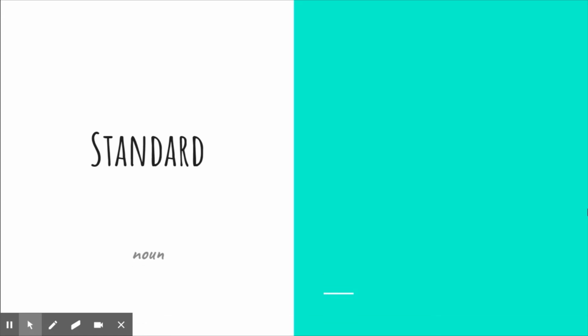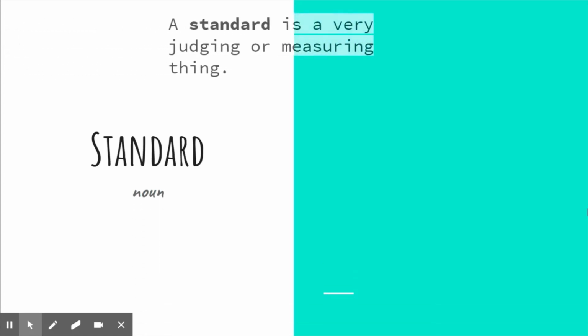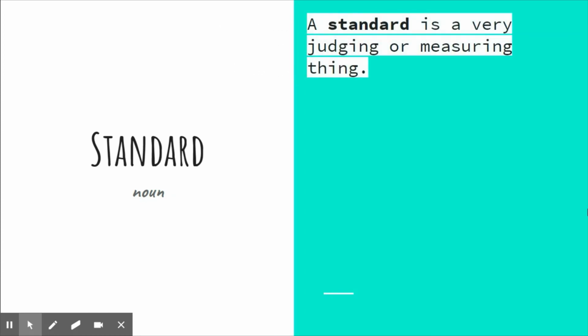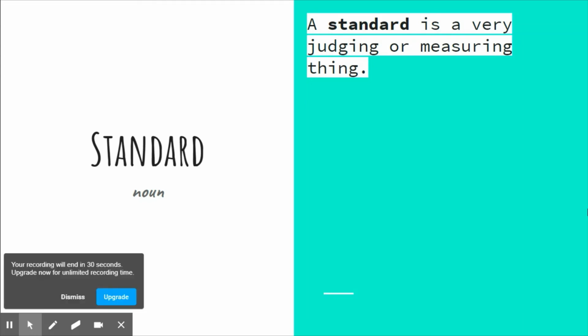Let's read that word together. Standard. One more time. Standard. And standard is a noun. So here is the definition. A standard is a very judging or measuring thing. Let's read it. A standard is a very judging or measuring thing.